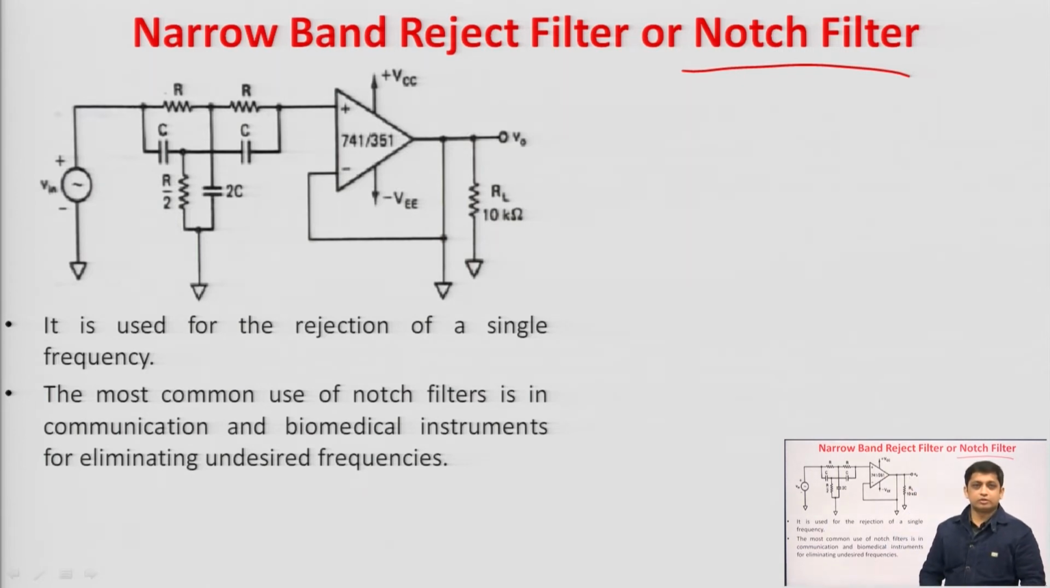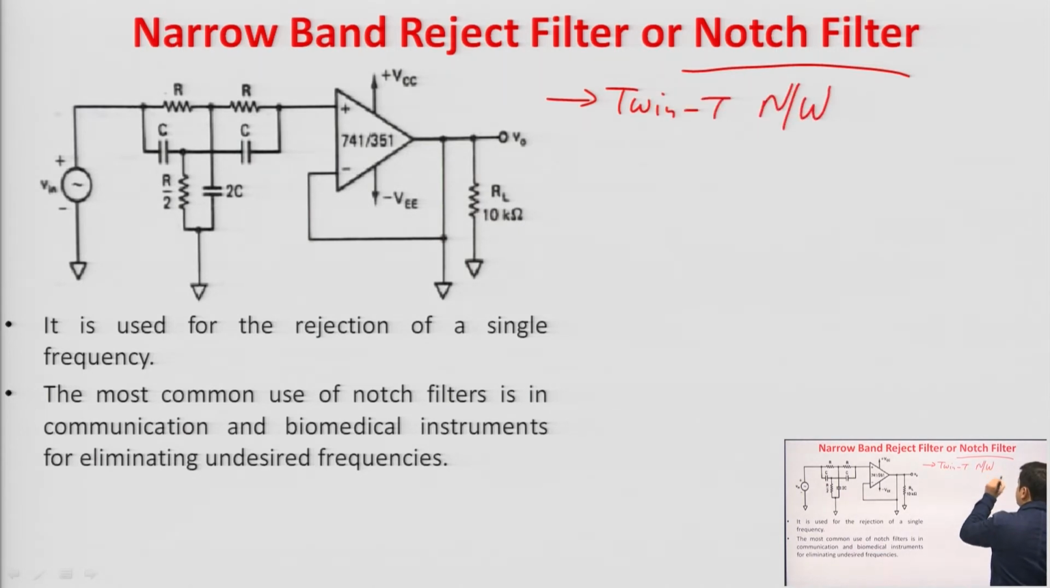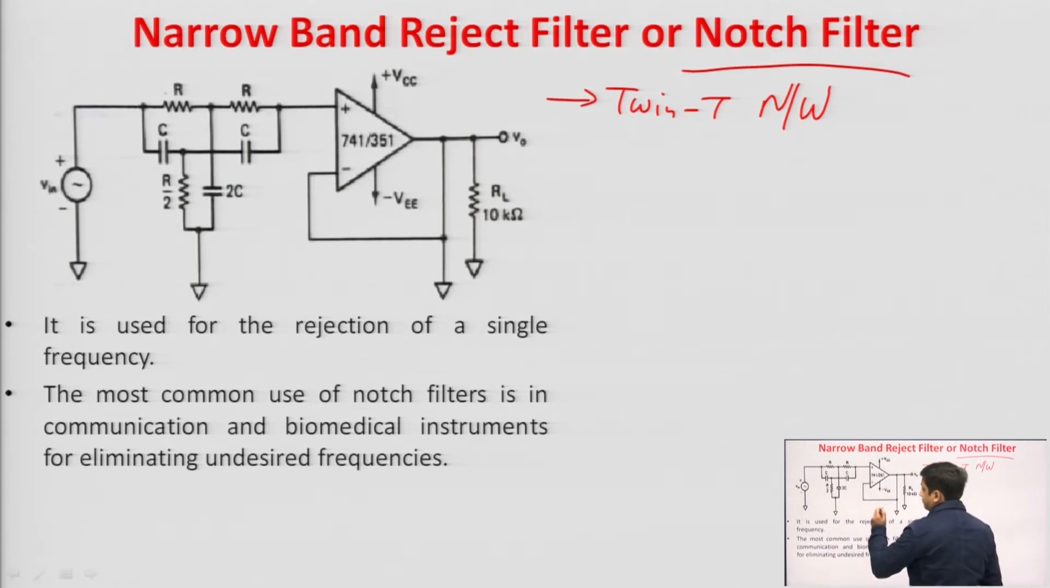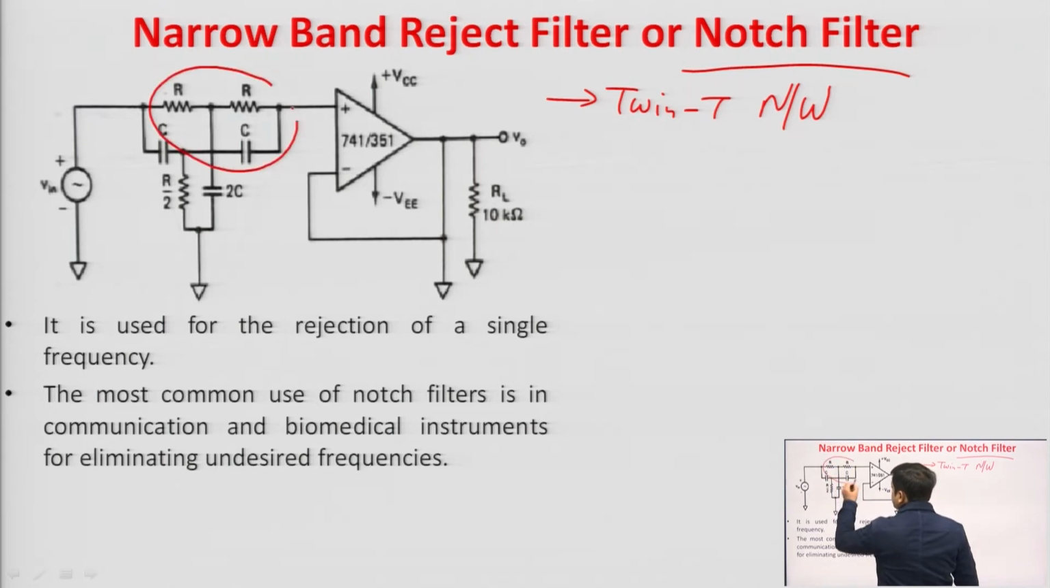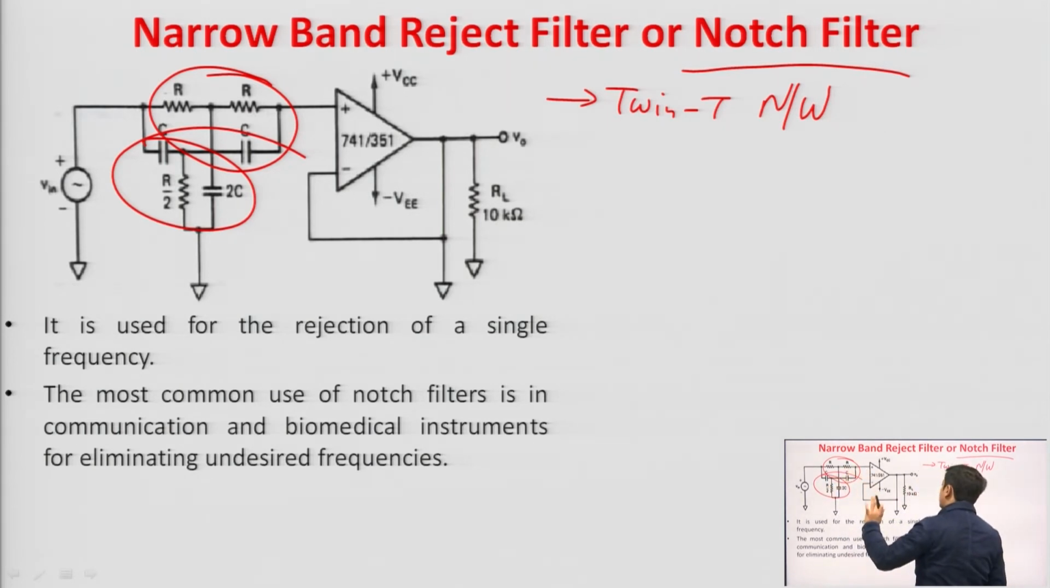So, this notch filter, that is a narrow band reject filter, is designed using twin T networks. What is this twin T network? Because we use two T networks. In one T network, there are two resistors and one capacitor, and in another T network, there are two capacitors and one resistor, right. So, we can see that there are two resistors, one capacitor, two capacitors, one resistor. So, this is your twin T network.